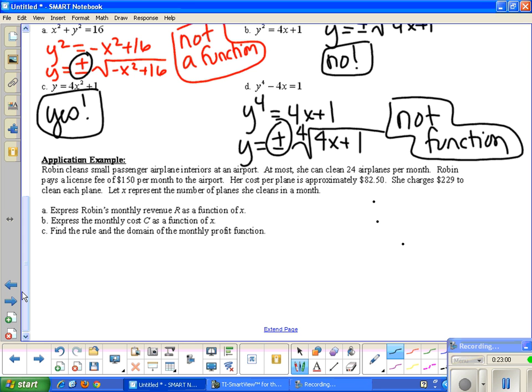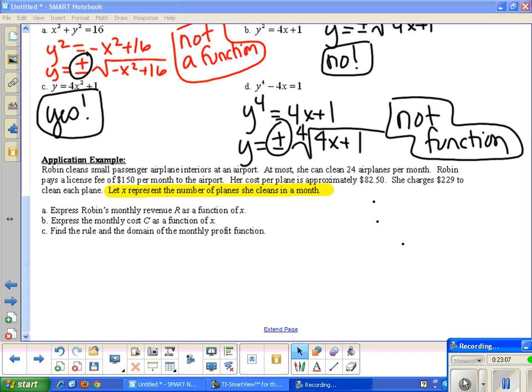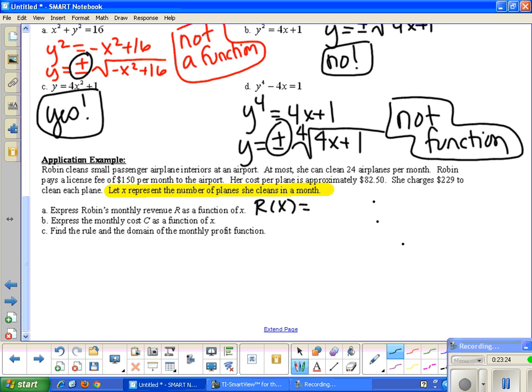So the first one says we want to express Robin's monthly revenue R as a function of X. I would maybe pause this and try to see if you can do it on your own. If we're trying to express Robin's monthly revenue R as a function of X, then of course we're going to do R of X. So R of X is equal to, well, the revenue is how much we're making. If you look here, it says that she charges $229 to clean each plane. So 229 times X, because X stands for the number of planes that she's going to clean per month.